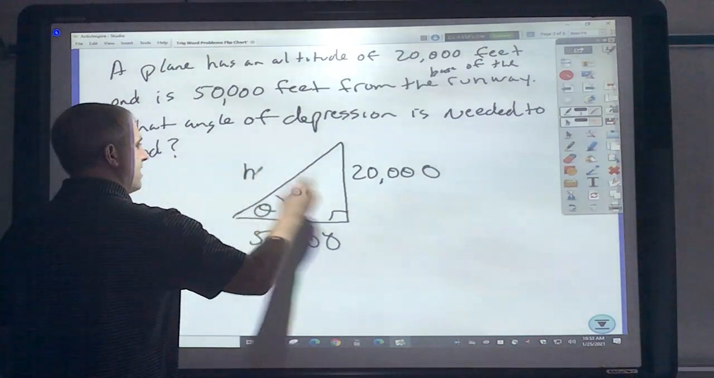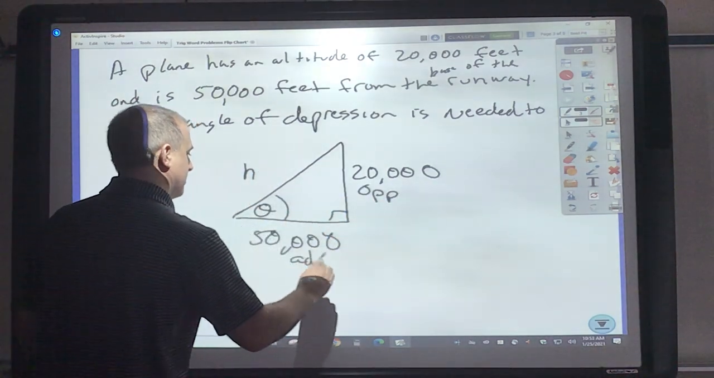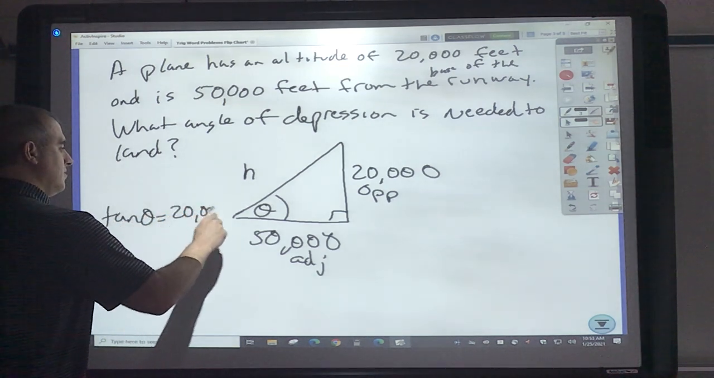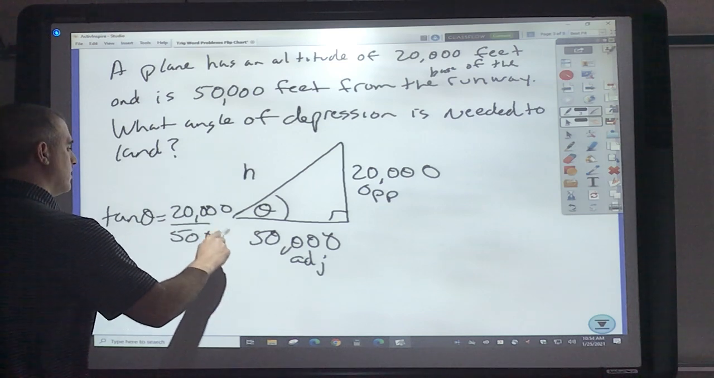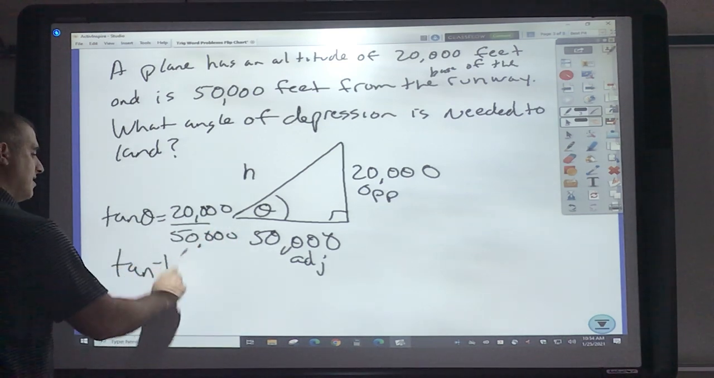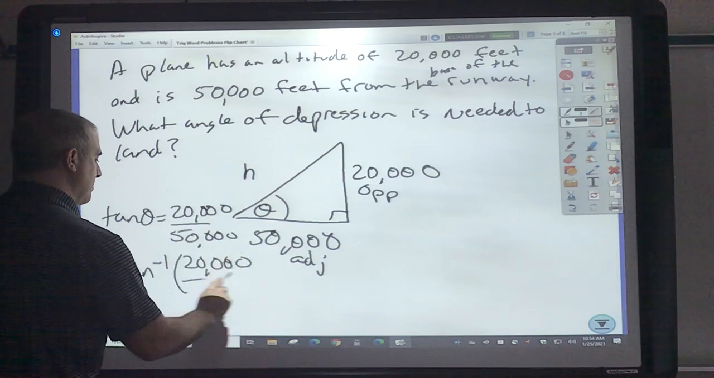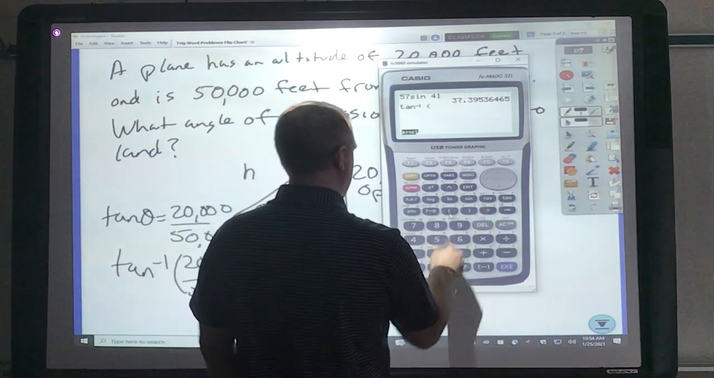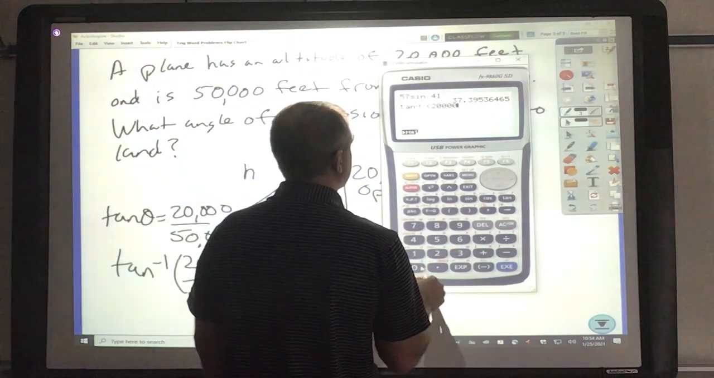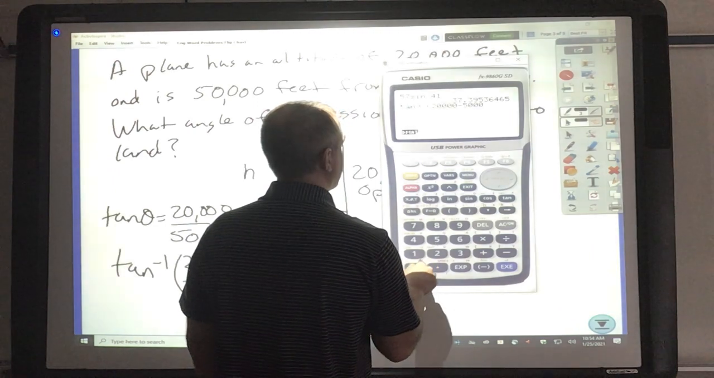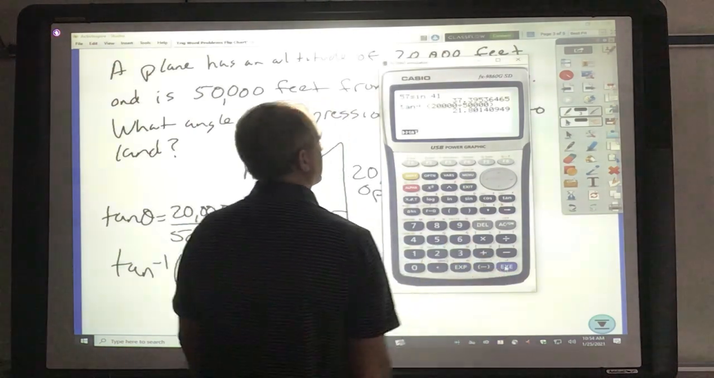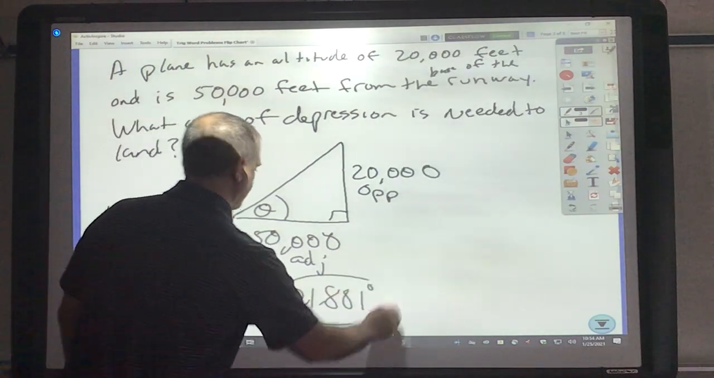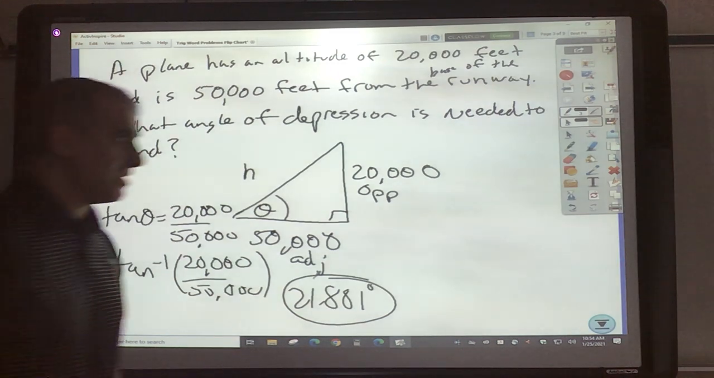This is my hypotenuse, this is my opposite, this is my adjacent. I'm going to choose tangent. I don't know the angle, but I have 20,000 over 50,000. I would do inverse tan and put this in. So inverse tangent of 20,000 divided by 50,000 is about 21.801 degrees. Once again, nothing overly new here.